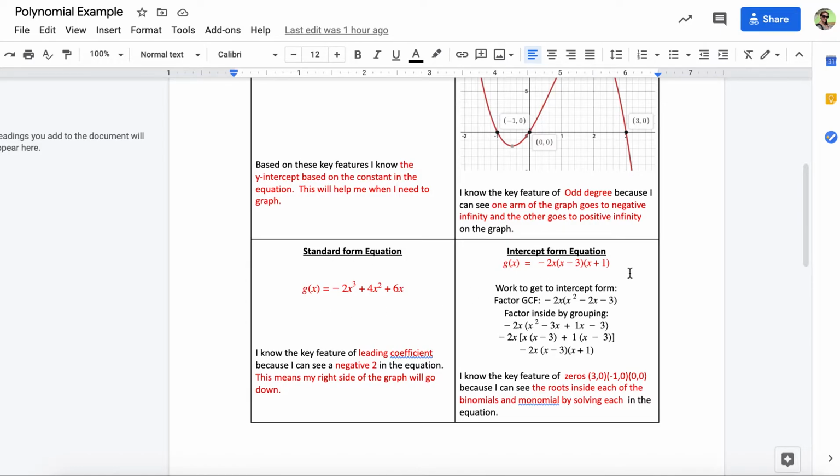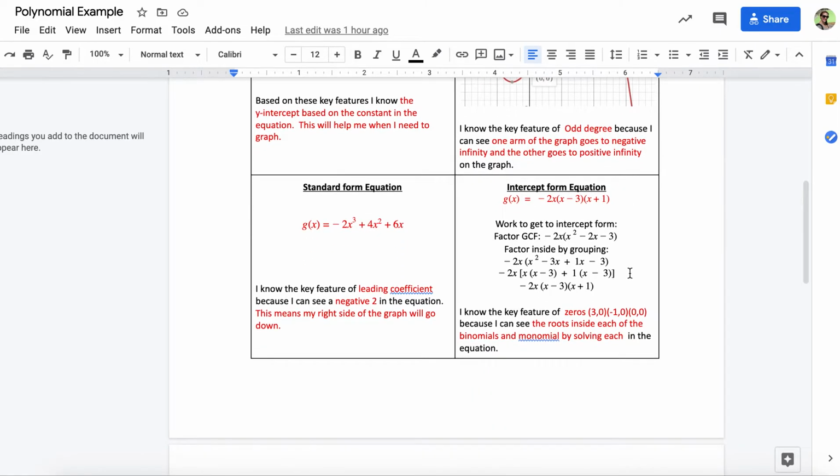The reason why I went into intercept form is I thought that if I was able to factor this equation, I'd get a better idea of what the x-intercepts were and the zeros. So to factor this, I immediately realized that there was a GCF, or greatest common factor, of -2x. So I factored out the -2x, and it left me with the trinomial x squared minus 2x minus 3. With this trinomial, I used the x method to help me set up my factor by grouping.